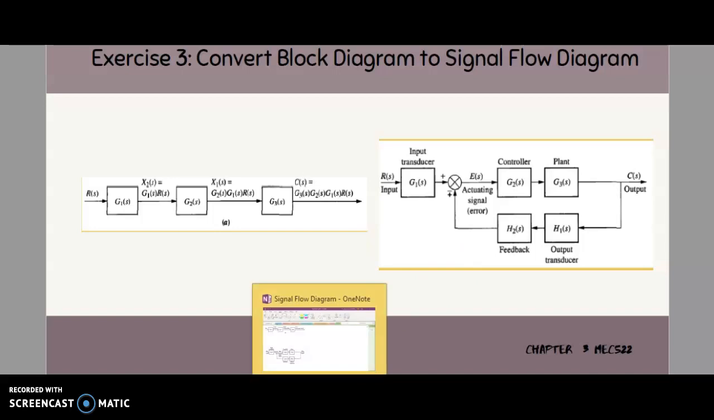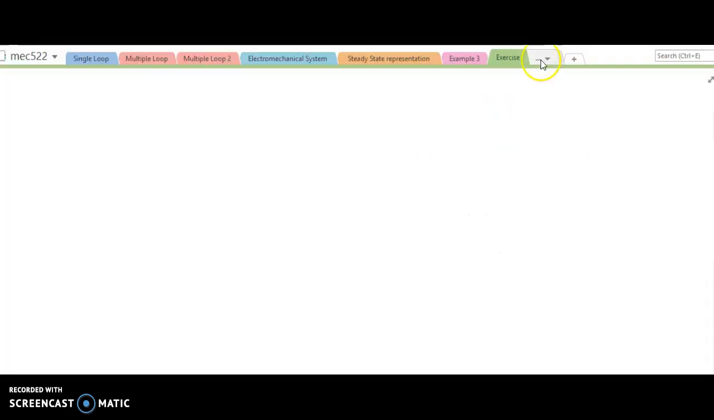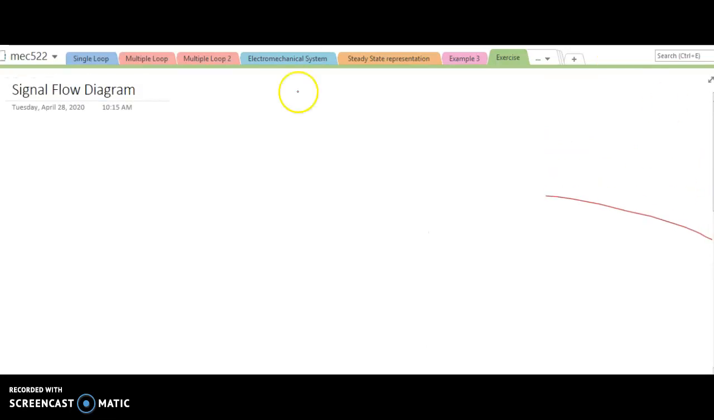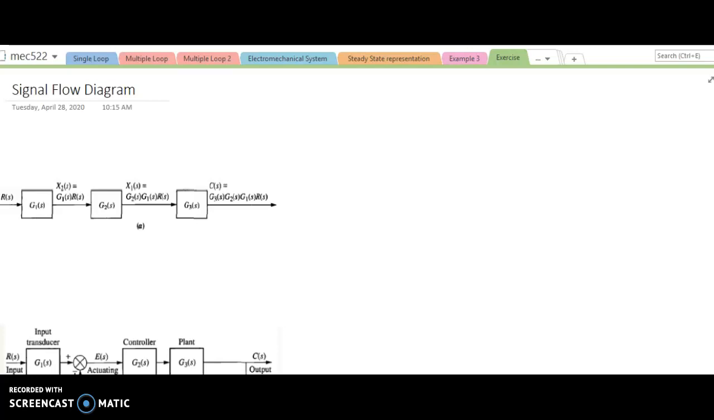Now we go to the first one. Now we want to draw the signal flow diagram. So what are we supposed to do? Here you have G1, G2, G3, so ada tiga sistem. So input, and then X1 is the output for G1, and then this one output is the input for G2, and this one output is the input for G3.